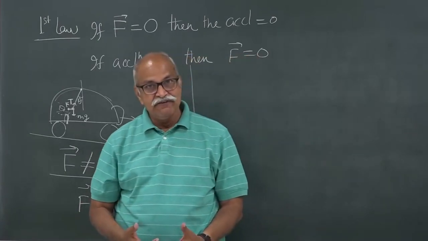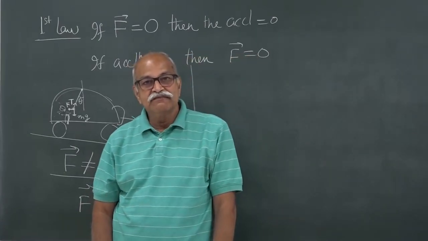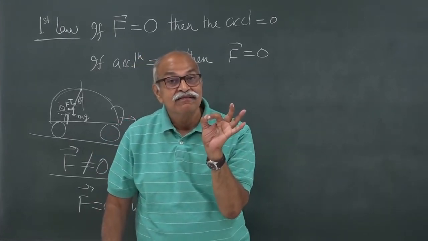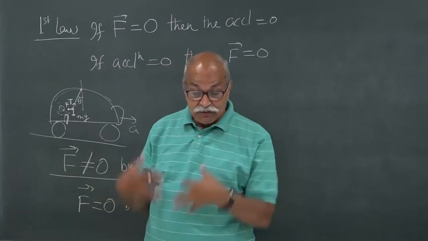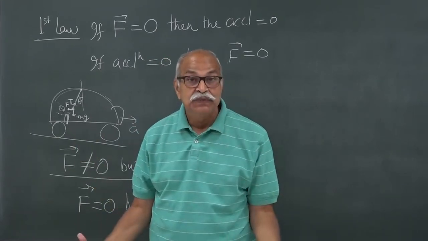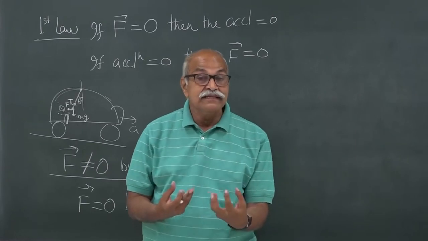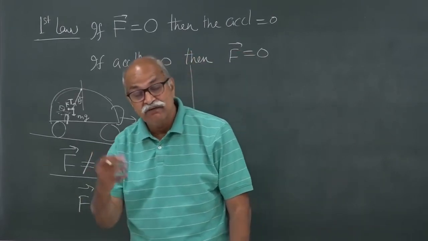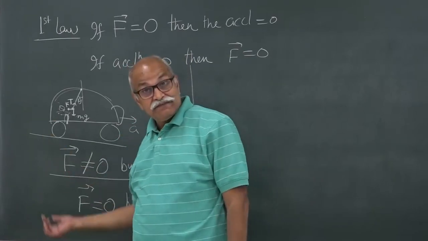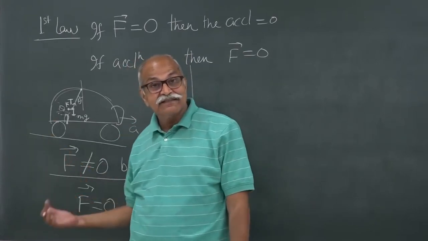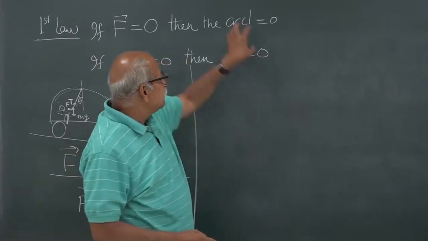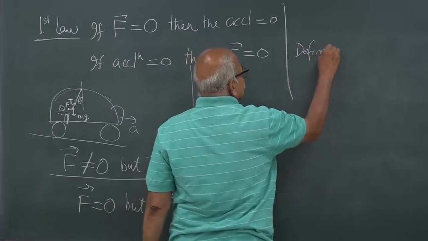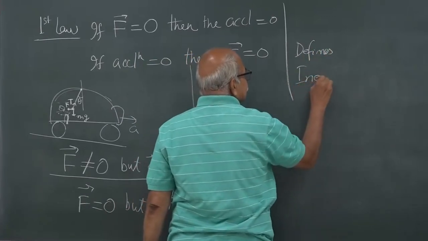But whenever we want to do some physics where the accuracy is important, and our instruments are sensitive enough to detect small changes in the motion, or we can measure very, very small forces, then yes, we do take care of the fact that earth is not inertial. So this first law actually defines inertial frames of reference.